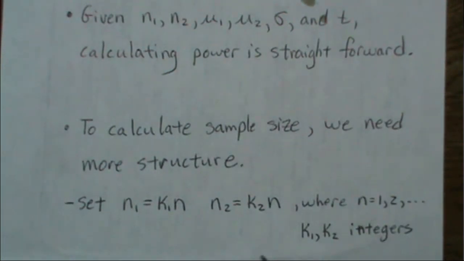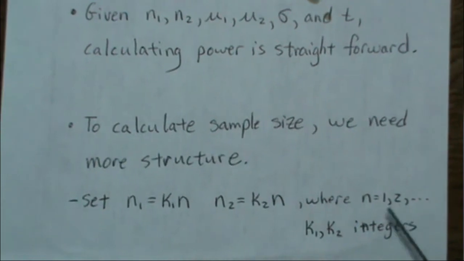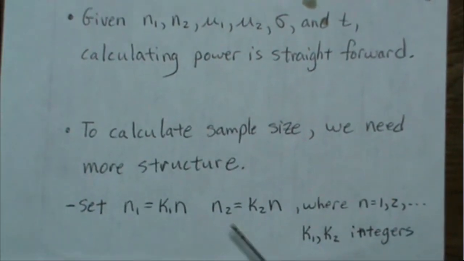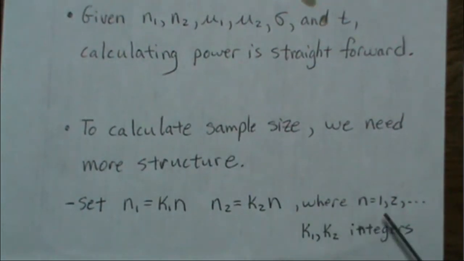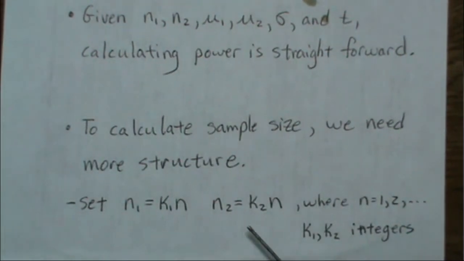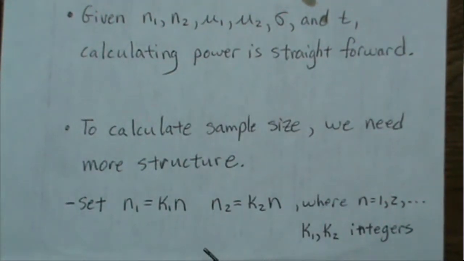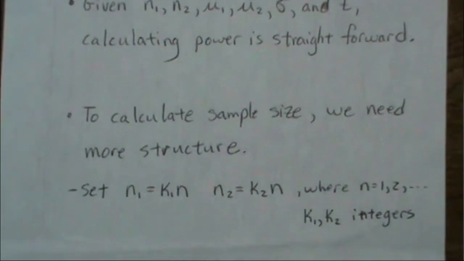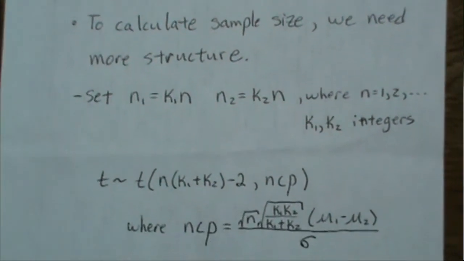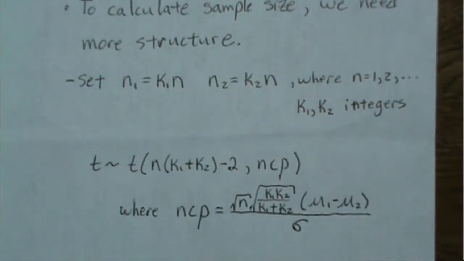So when N is 1, this is 1 and 3. When N is 2, this is 2 and 6. N of 3 is going to be 3 and 9. And so we maintain the 1-to-3 ratio that we set by picking the K1 and K2 values. And it can be shown that this is the non-centrality parameter when we do that. Okay, and now I'm going to illustrate this within R.